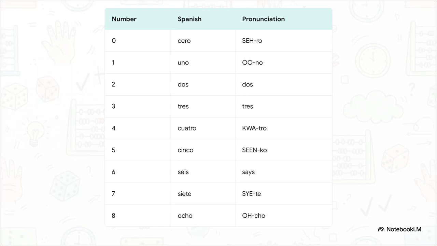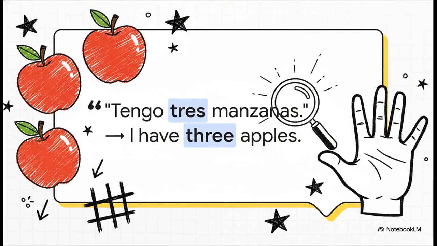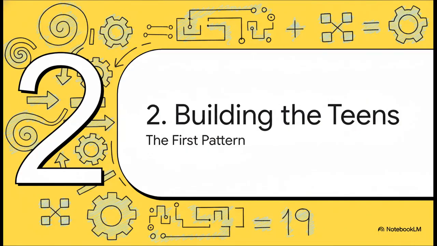Awesome. Seriously, these are your essential tools for everything that comes next. And check this out, you can use these immediately. See this? Tengo tres manzanas. I have 3 apples. Just by knowing the word tres from that list we just did, you can already make a totally normal, useful sentence. You literally have the tools right now to start counting stuff around you. How cool is that? All right, on to the next section.